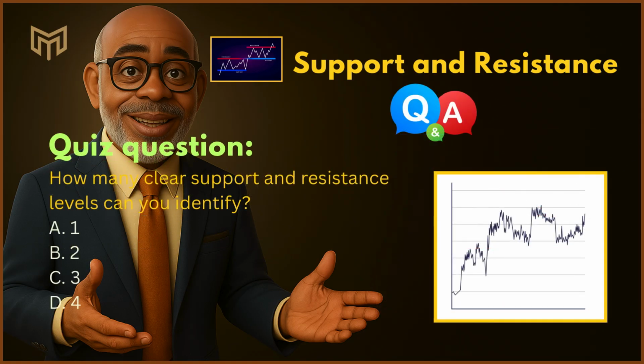Now it's your turn. Take a moment to look at this chart and identify the key support and resistance levels. Focus only on the clearest areas where price repeatedly reacts. Quiz question: how many clear support and resistance levels can you identify? Is it A, 1, B, 2, C, 3, or D, 4? You have 10 seconds to record your answer.